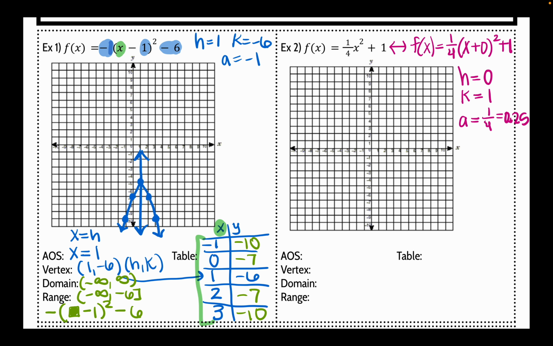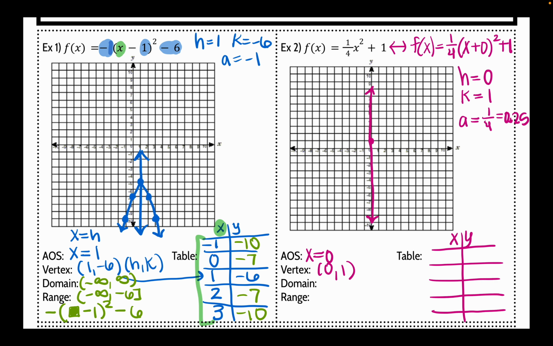Okay, so our axis of symmetry is x equals 0. Our vertex is 0, 1. So right away, we actually could put this on our graph. There's my axis of symmetry. There's my first point, our table. Now put your vertex in the middle, 0, 1. Numbers on either side of 0 are -1, -2, and then 1, 2.